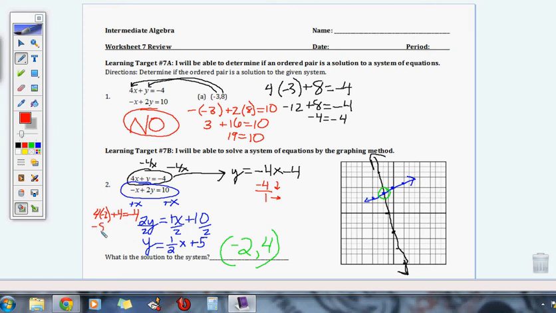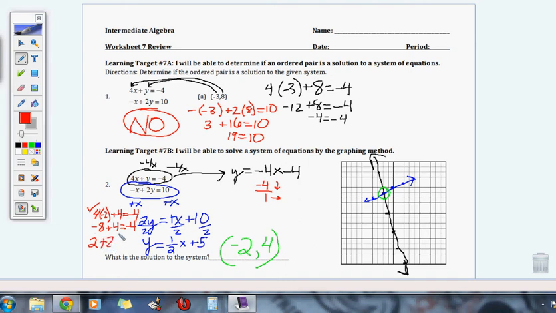Well, this is negative 8 plus 4, and that does come out to negative 4. So it works in the first equation. Now in the second equation, it tells us to take the opposite of x. Well, my x is negative 2, so the opposite of negative 2 is positive 2.